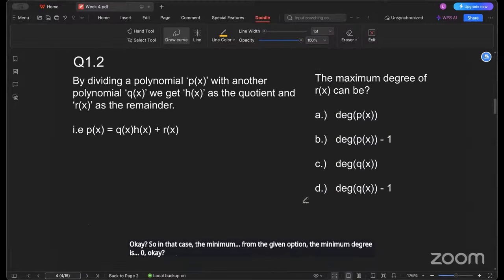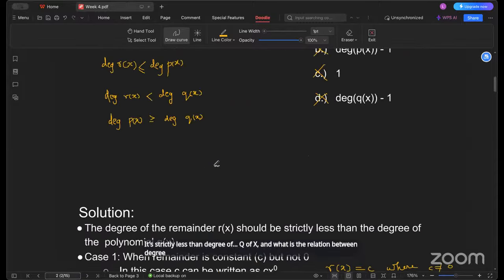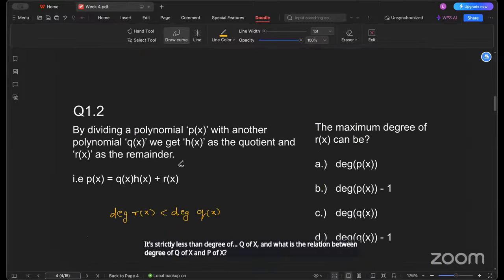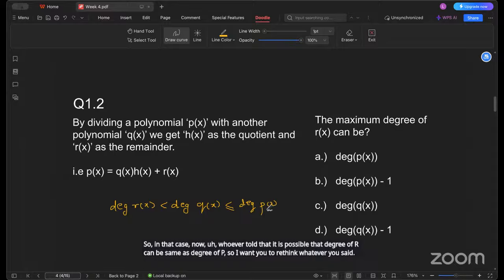Okay. Now we are looking at the other part, which is the maximum degree of R of x, right? What are the relations we have seen so far? Degree of R of x is strictly less than degree of Q of x. And what is the relation between degree of Q of x and P of x? Degree of P of x is greater than or equal to degree of Q of x. So in that case, now whoever told that it is possible that degree of R can be same as degree of P, I want you to rethink whatever you said. Rethink, is it possible that they can be same? It's never possible.